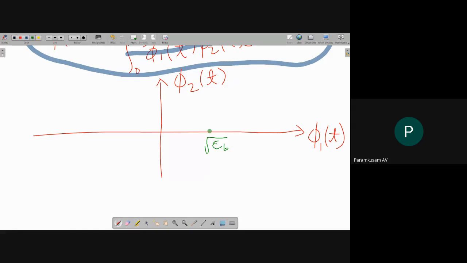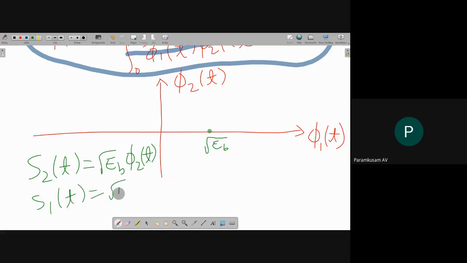We know that S2 of t is equal to root Eb into phi 2 of t, and S1 of t is equal to root Eb into phi 1 of t, no? So, S1 of t is on the phi 1 of t axis. The amplitude is root Eb, so the value at that point is root Eb. Now, can you tell me where is S2?